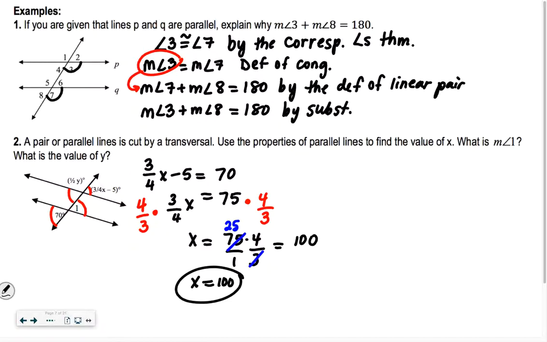And I don't put 100 degrees or anything. It wasn't like an angle measurement. It was just a value of the variable, right? Now I need another equation.